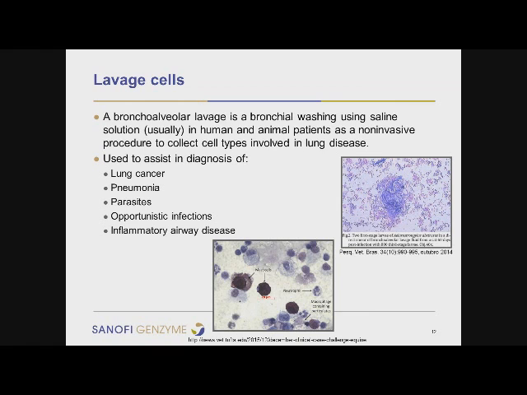So just as an example, the center image at the bottom of the slide shows a horse with COPD, and we look for particular mast cells and particular cells that would help us diagnose COPD. And then on the right are lungworms that were obtained through bronchoalveolar lavage from a cat. So just to give you an example of veterinary application.